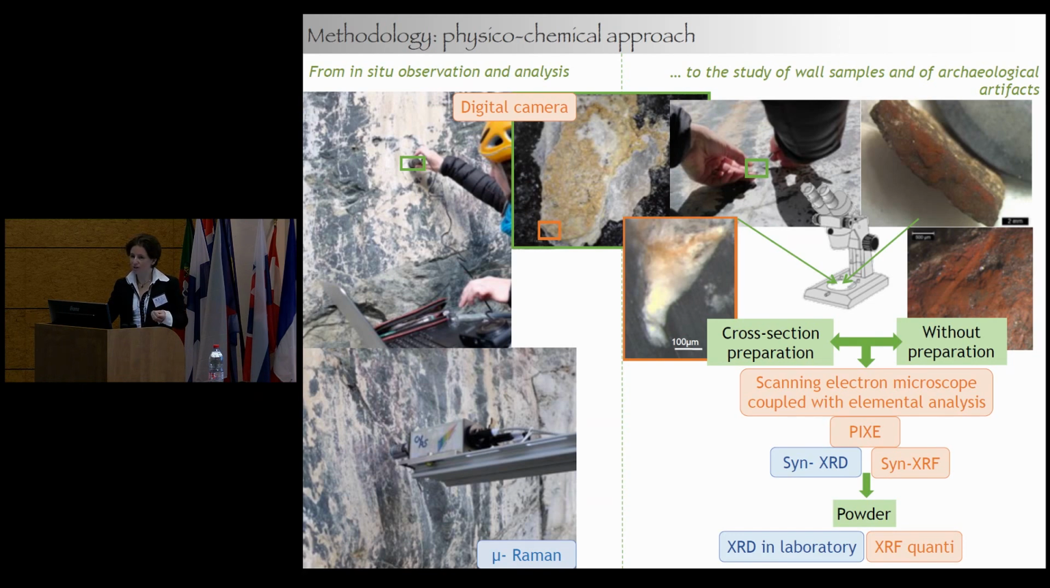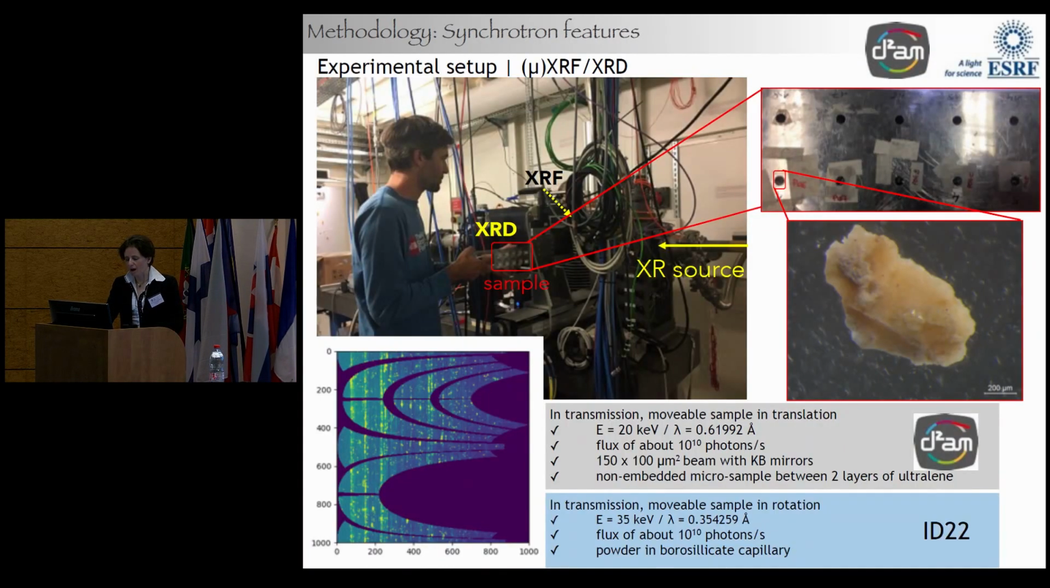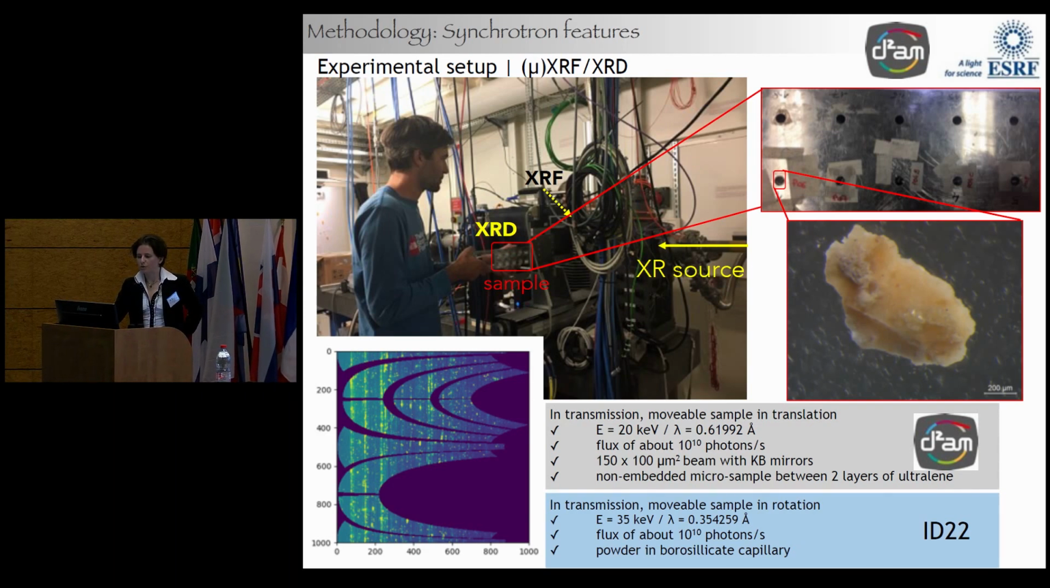So we need to analyze at several scales, and we also need to take care of this archaeological artifact, and also of this tiny sample. So I will present after the results obtained with different methods on these different samples. And we also cross with synchrotron X-ray fluorescence and X-ray diffraction.